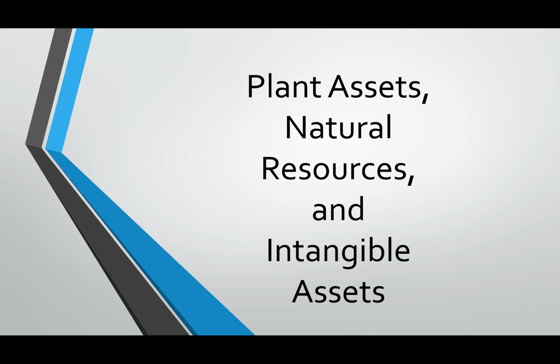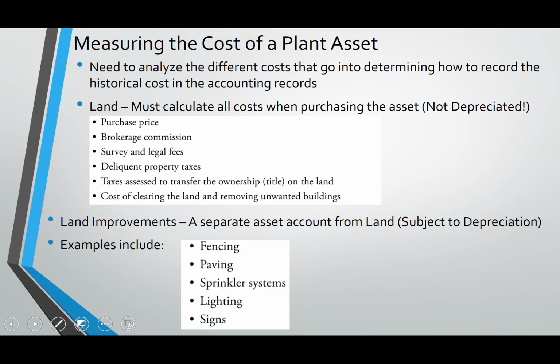asset. And we really need to think about many different costs when we think about how to record our plant assets in our accounting records. And remember, our plant assets include things like land, machinery, equipment, building, furniture, and we're going to see a new account today called land improvements. So let's look at land and land improvements because they're a little different, and we'll go from there.